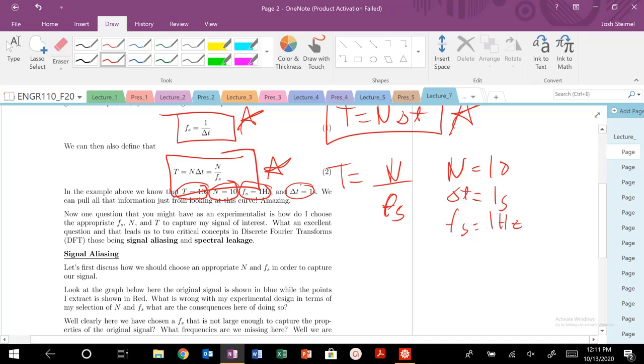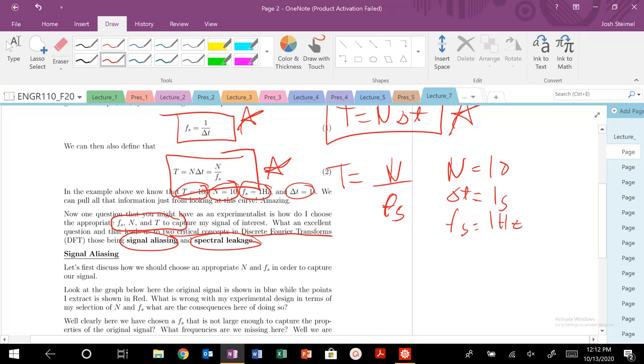So this is an unbelievable amount of data that you can gather. One question you may now have, and we're going to talk about it quite a bit in future sections and videos of this lecture: how do we figure out an appropriate f sub s, n, and T to capture my signal? If we're doing a new experiment, looking at new data, how do I figure out these values? What values are appropriate? That is a great question, and it leads us to two critical concepts in discrete Fourier transforms: first signal aliasing, and next spectral leakage.